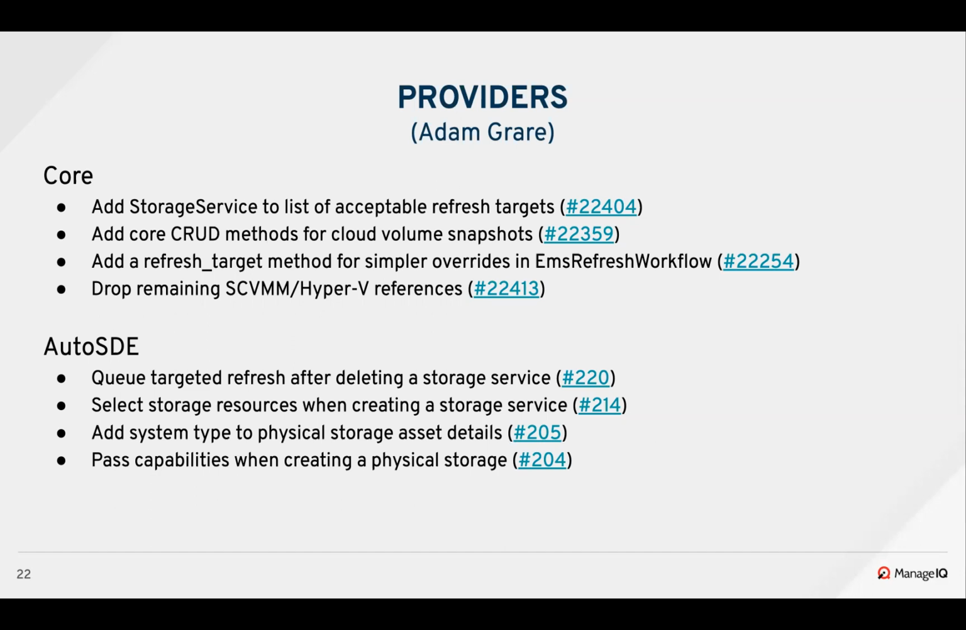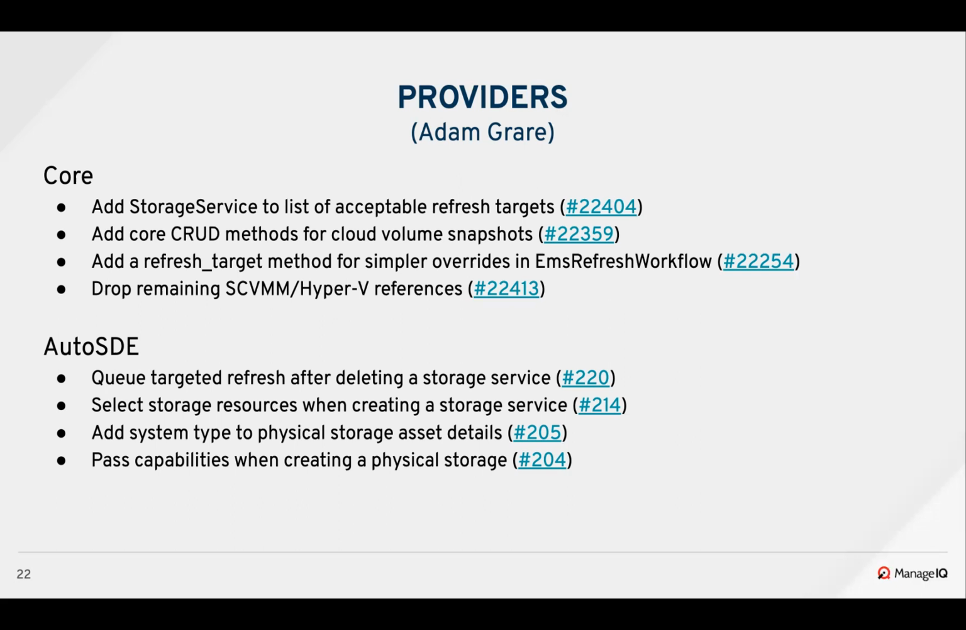We added a refresh target method, which makes it simpler to override what's being refreshed in child EMS refresh workflow classes. And LJ also dropped some remaining SCVMM and Hyper-V references in core that we missed when we first removed the provider. For AutoSDE, they're queuing targeted refreshes after deleting a storage service instead of just doing a full refresh. This was allowed to be done based on the previously mentioned PR.